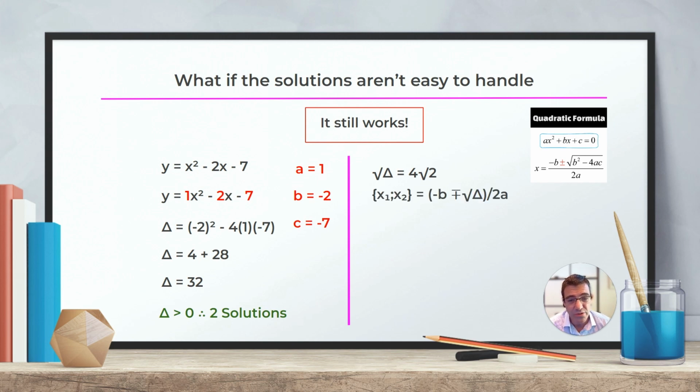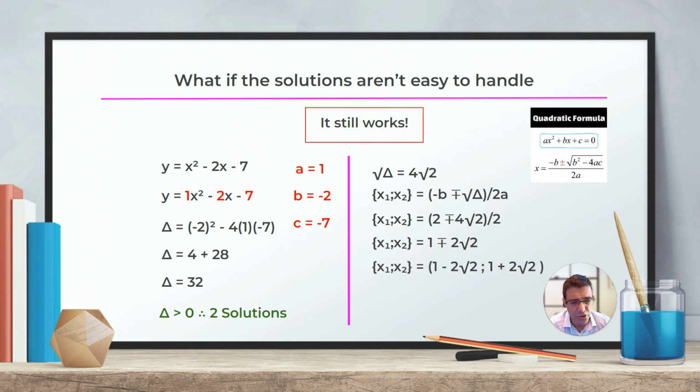And x1, x2 is minus b plus or minus the square root of delta over 2a. Negative b is going to be 2. So 2 plus or minus 4 root 2 divided by 2. Now everybody is divided by 2. So 2 divided by 2 is 1. And 4 root 2 divided by 2 is 2 root 2. So this is going to lead to 1 plus or minus 2 root 2. It is very important here, if you're not too sure how to deal with those numbers, to have an awareness of what root 2 actually means and what it is.